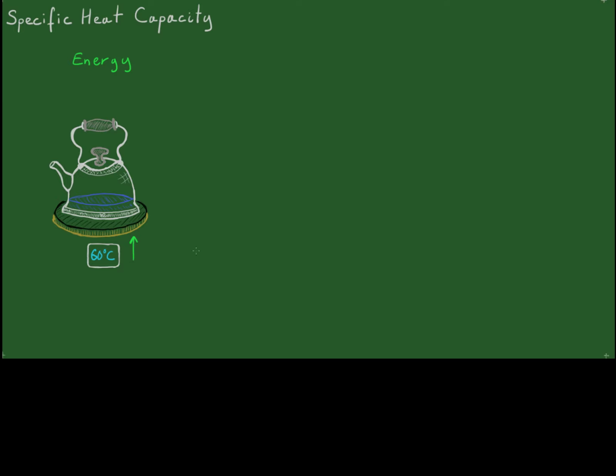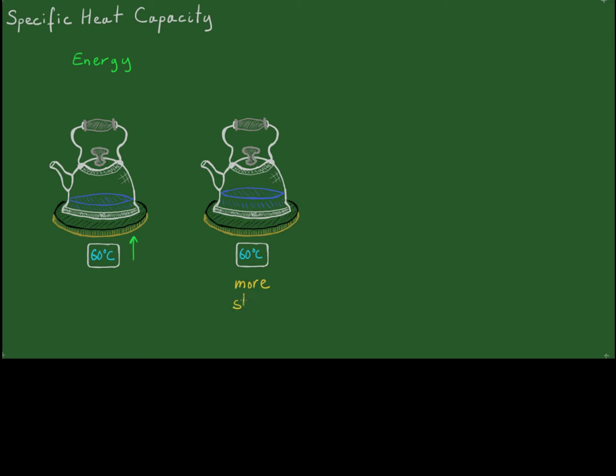into the water. Now let's say a friend comes along and I still want my tea to be at 60 degrees, but now I need more water. So now I have more stuff in my kettle. Another word for stuff is mass. So I have more mass. I would expect the energy requirement to go up. After all, I'm heating up more things. And you probably know that intuitively as well. More things means you need more energy to heat it up.